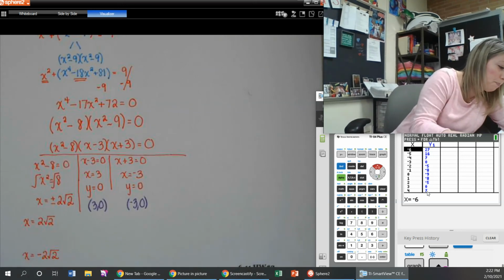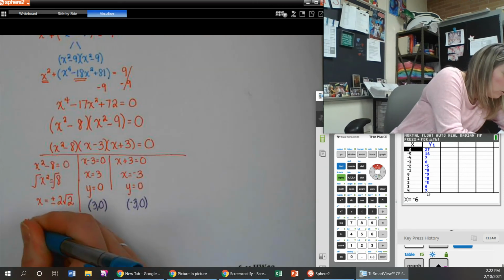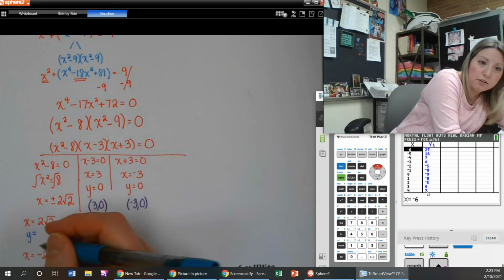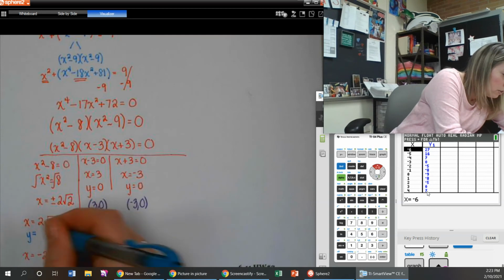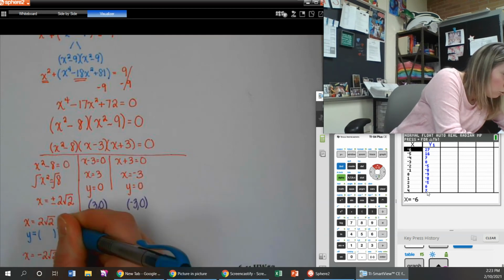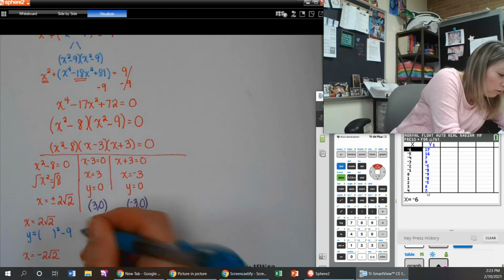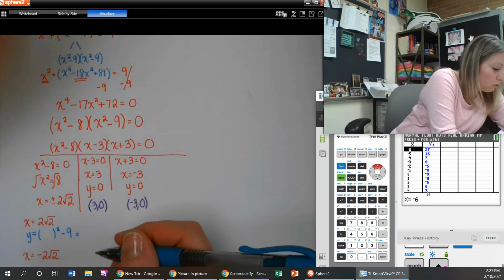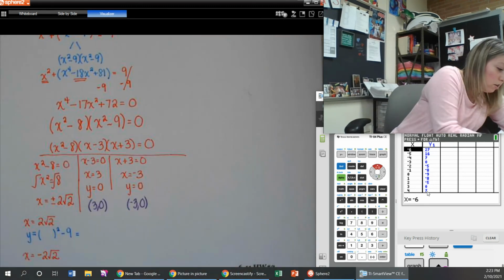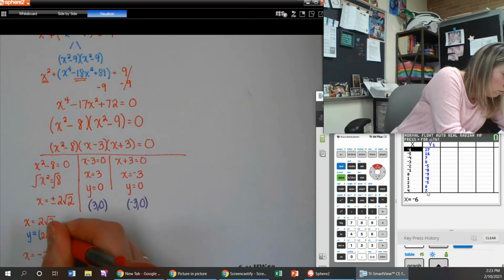And the reason I say I'd pick the parabola is it's just a little bit easier to plug in for y. So I get y equals, and then it's this squared minus 9. Okay, and we'll see what we get as a matching y. That's going to be our intersection point. So it's 2 radical 2.